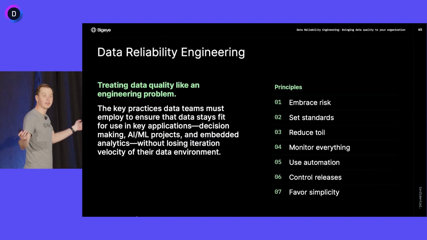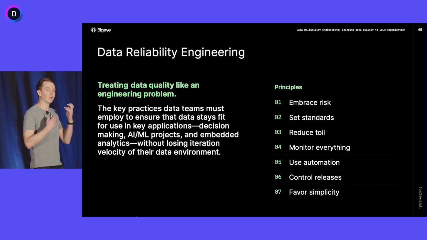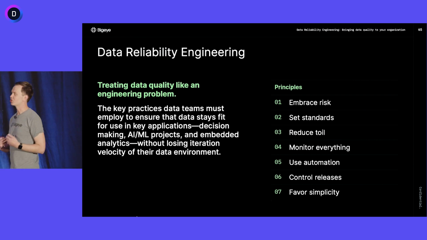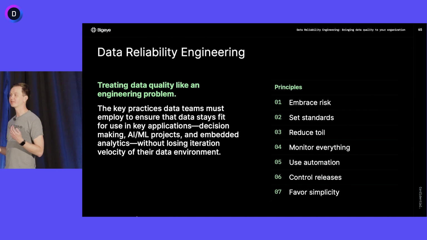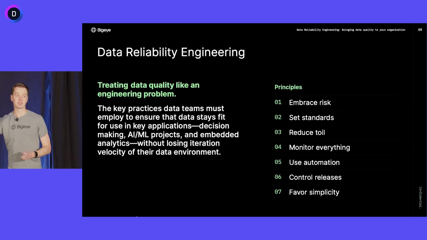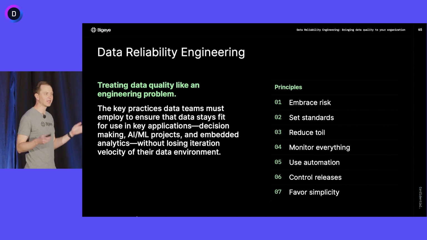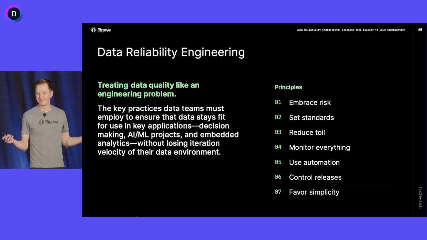So now let's talk about data reliability engineering. So DRE, how we've summarized it, is treating data quality like it's an engineering problem. Rather than approaching data quality from the perspective of, well, there's going to be an analyst, and the analyst is going to look at the dashboard and they can figure it out because they can run the queries and they know the data, that doesn't scale. None of these principles apply to that process.